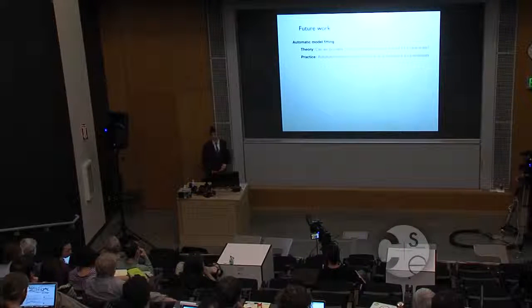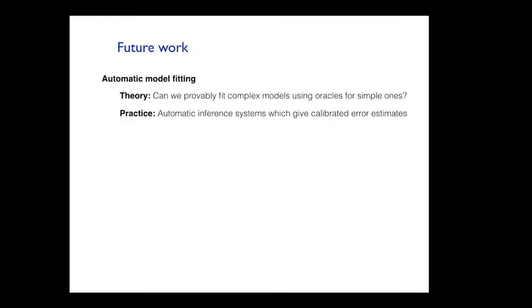Following up on automatic model fitting, on the theoretical side, I'd like to understand if the procedure that I've been using for recursive initialization is actually justified. So if we're given oracles which can perform inference in simple models like clustering and dimensionality reduction, can we use these oracles to perform inference in more complex models? Or is there something fundamentally harder about these complex models?